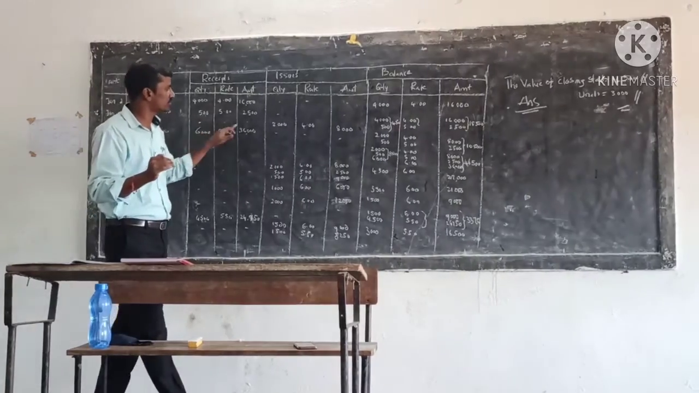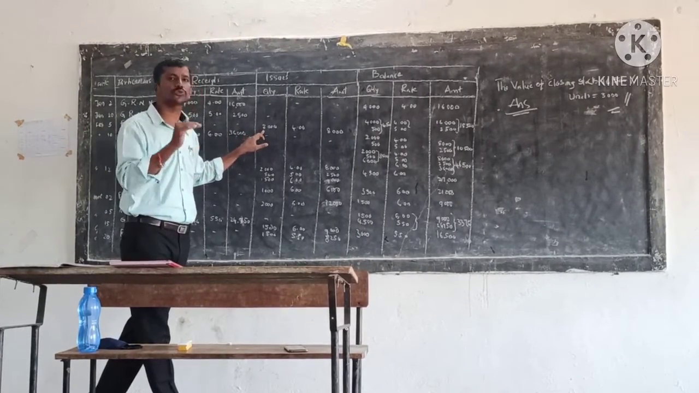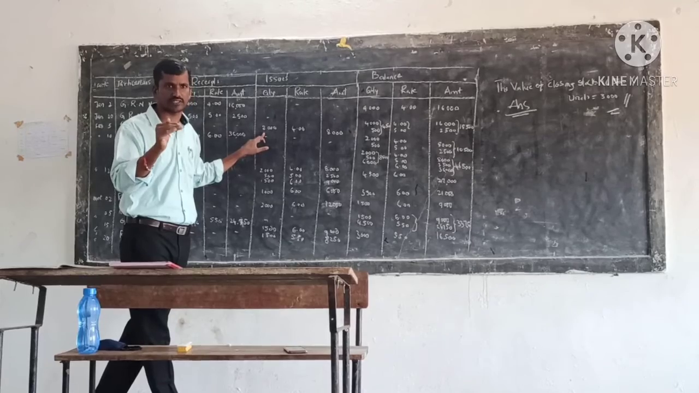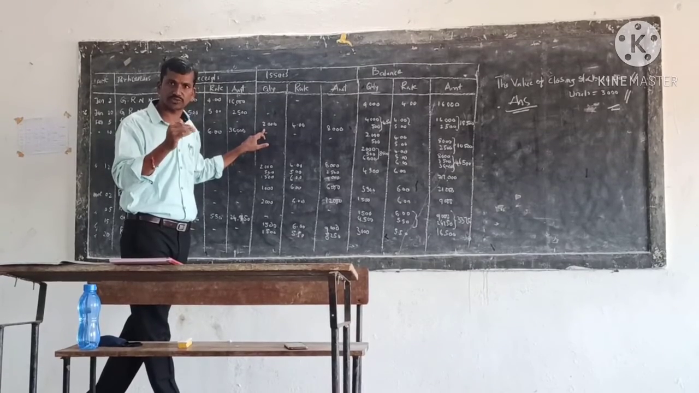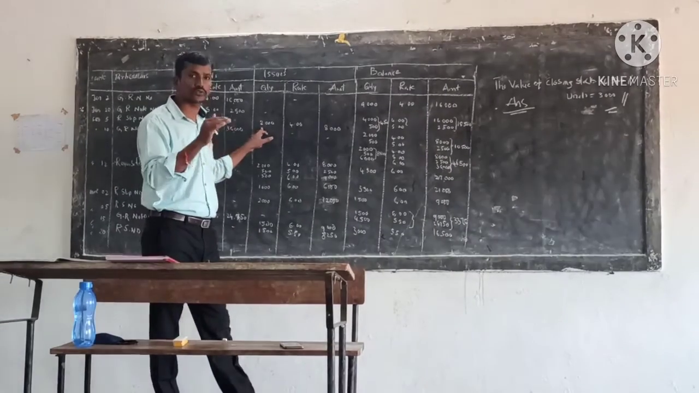Now you directly come to the issue column. How many units we have to issue here? 2,000 units. I will tell you each and everything. How many units are we supposed to issue here? 2,000 units. Now we have to think.